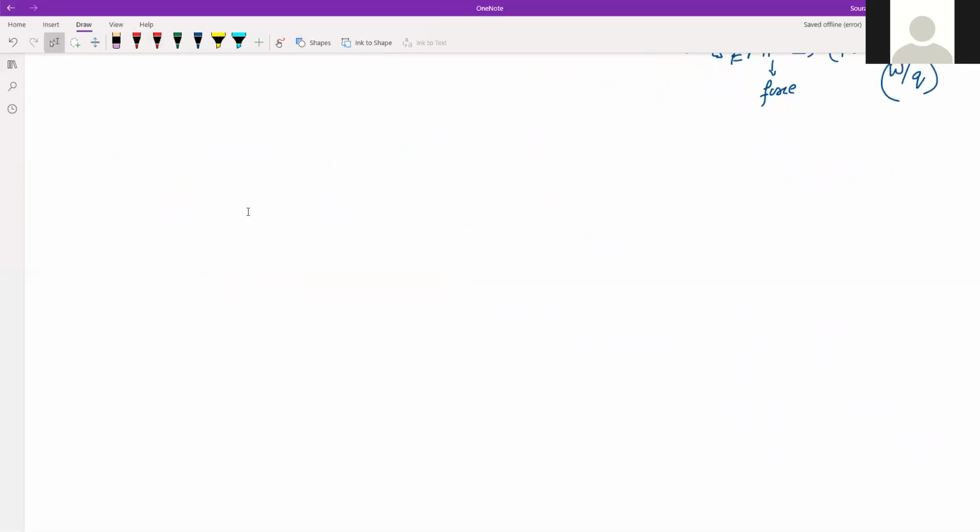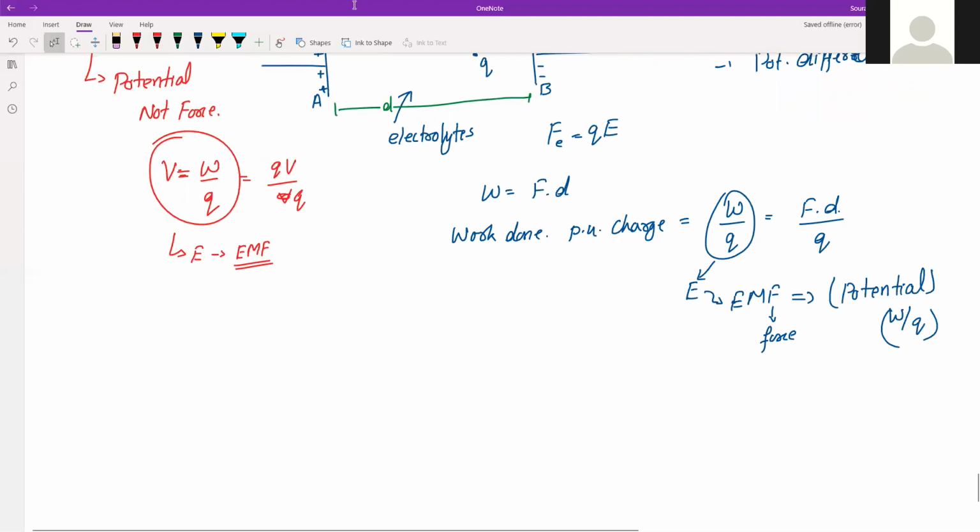Right? So because it is potential, what will be its unit? Potential's unit is what? V, where V represents volt. So the unit is V.